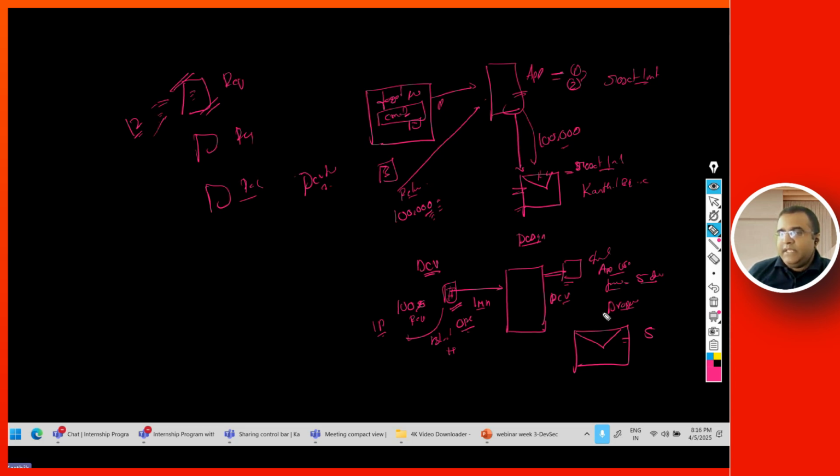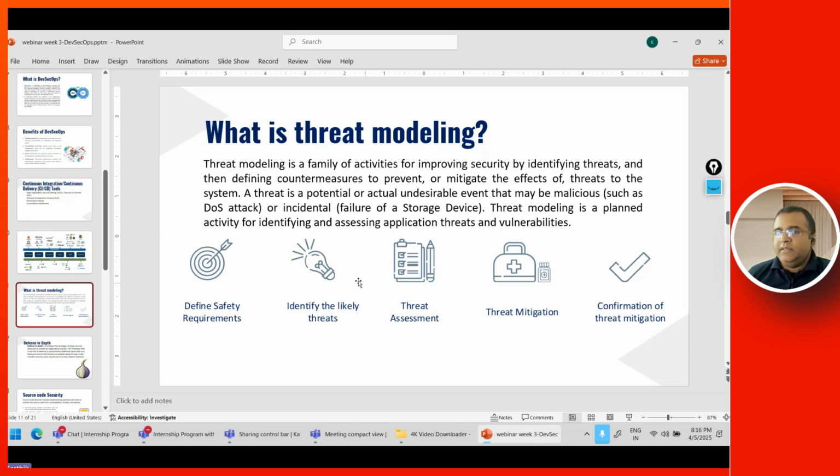Right? If this particular functionality measure is fixed at that time, when I do the PT part, the penetration testing, this attack will not work. So I don't have to fix that vulnerability because it is already fixed. So that is how it happens in threat modeling.